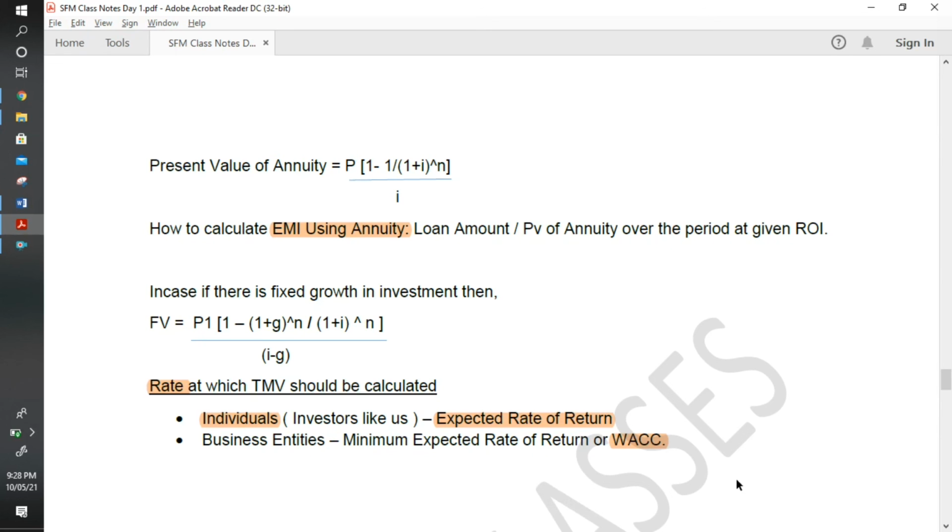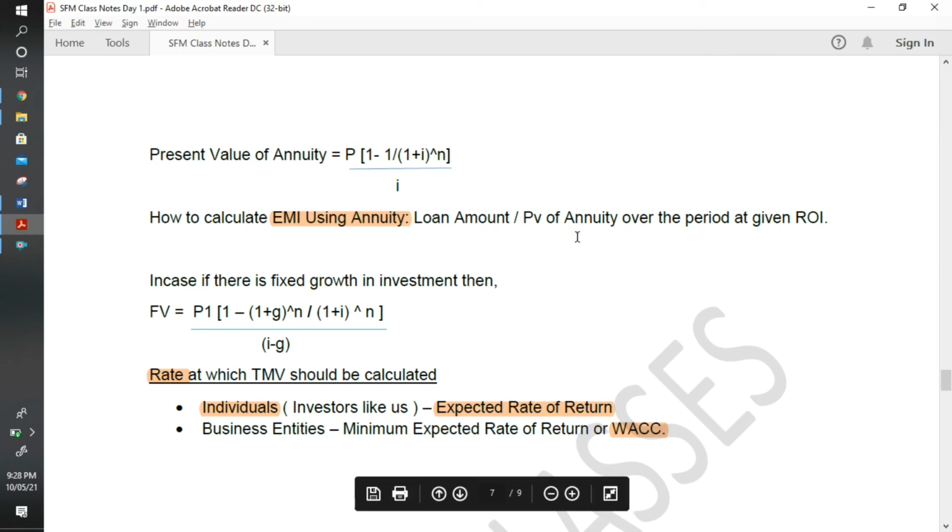So to summarize, we have covered the concepts of time value of money, and we have covered the whole of time value of money, and in the next video I will be starting the cost of capital.